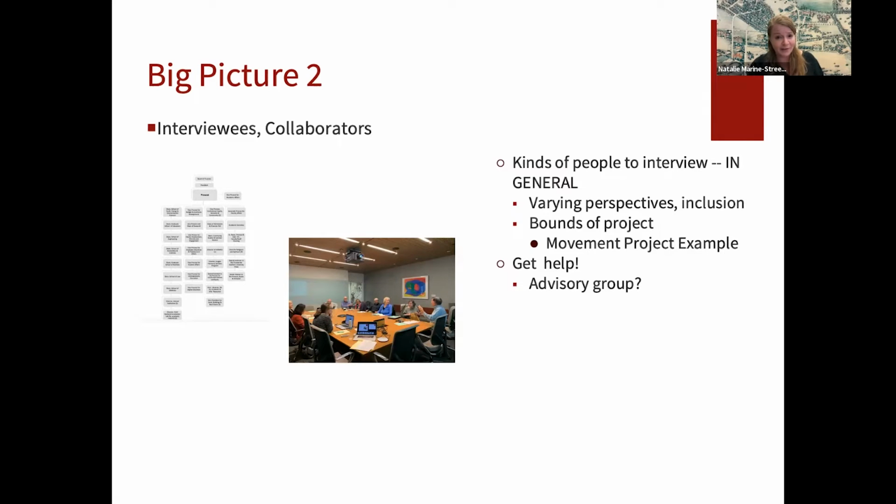Here's a picture of my advisory group, the Oral History Committee. They've been a great source of what subjects should we explore and who should we talk to as we're trying to document the history of Stanford University.